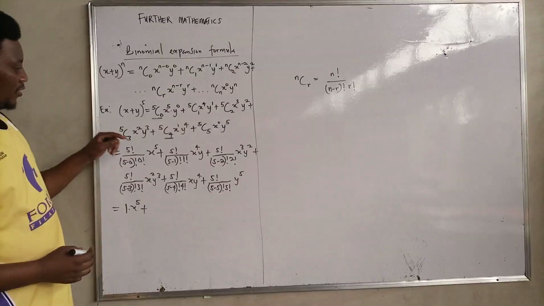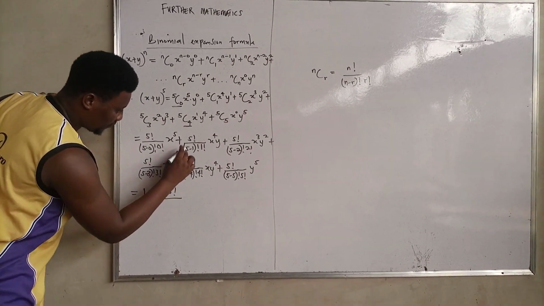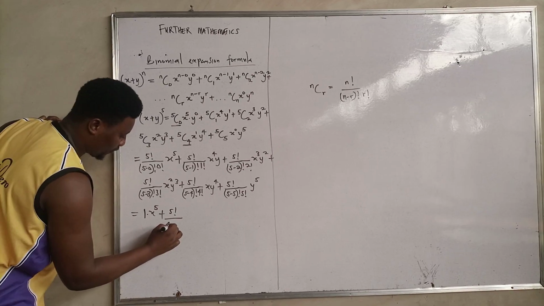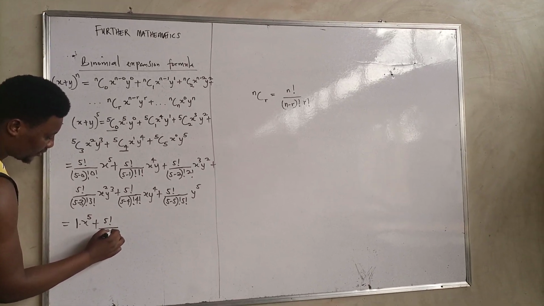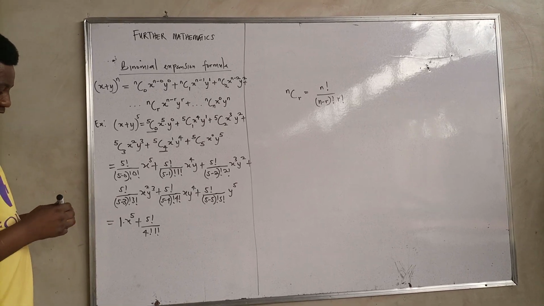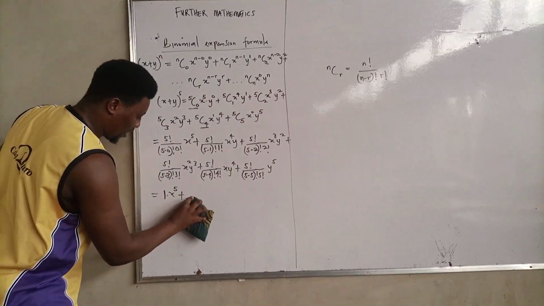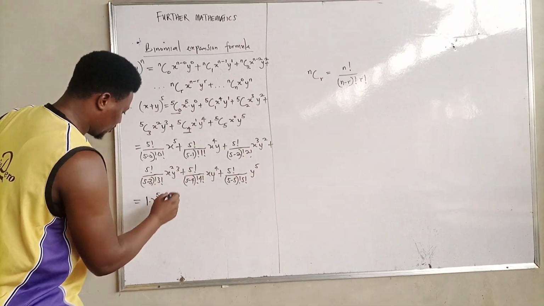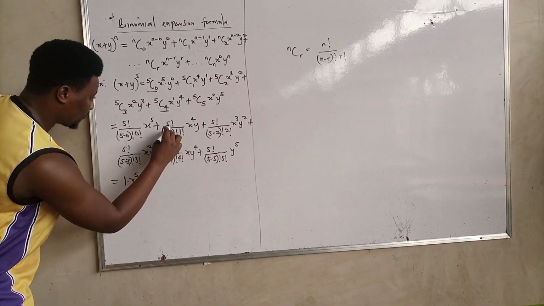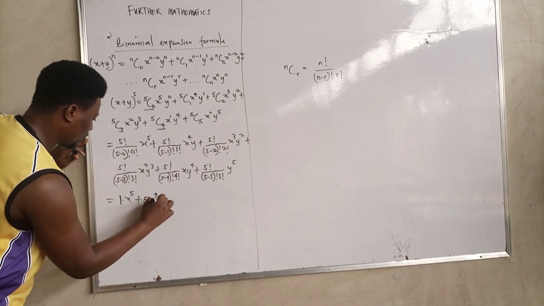Plus, we have 5 factorial all over 5 minus 1 factorial, which is 4 factorial, then another 1 factorial. So 4 factorial, 1 factorial. So that is going to give us 5. That is 5. Then what we have here? x raised to power 4, y raised to power 4.